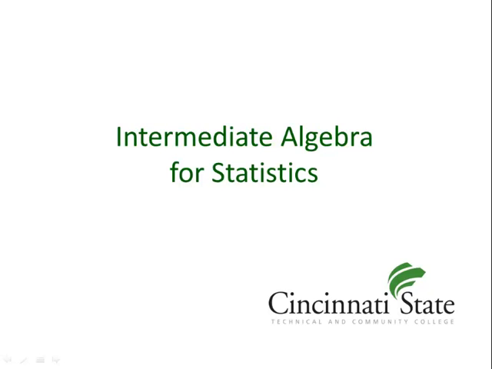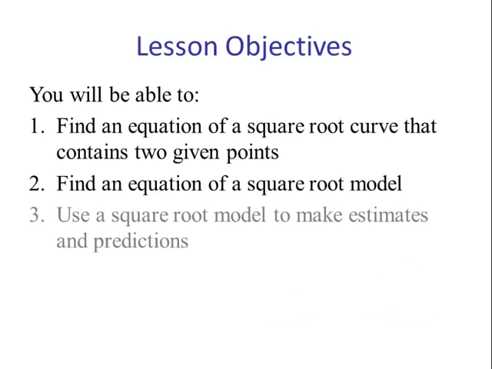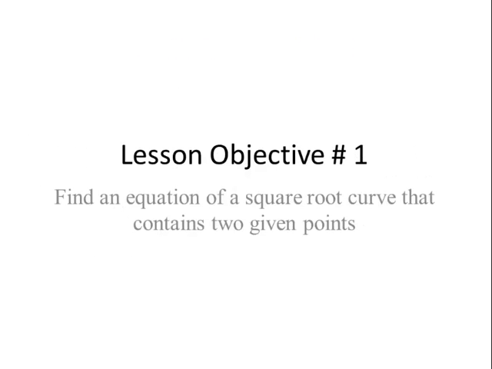Intermediate Algebra for Statistics, Modeling with Square Root Functions. Lesson objectives: find an equation of a square root curve that contains two given points. Find the equation of a square root model.